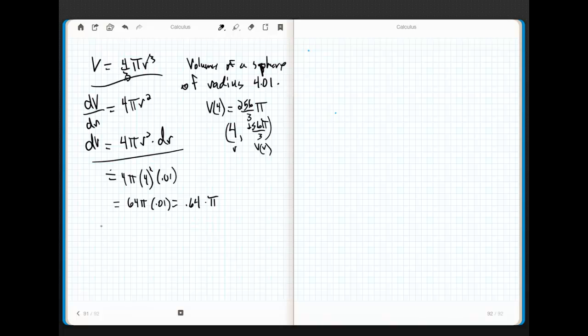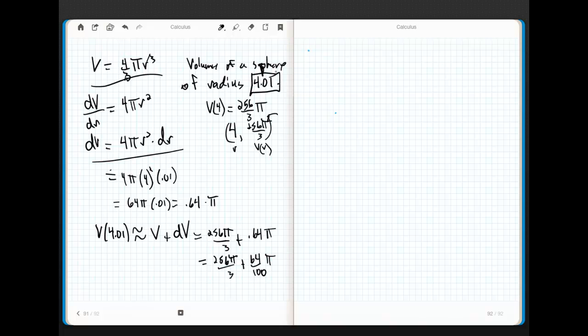However, if I want to know what the volume of 4.01 is, well, remember this is going to be the original volume plus the change in the volume, which is equal to 256 pi thirds plus 0.64 pi. Now, if I wanted to clean that up, another way that I could write it is 256 pi thirds plus 64 100ths pi, right? And then I could find common denominators and do all those nasty things. But notice it's doable by hand.